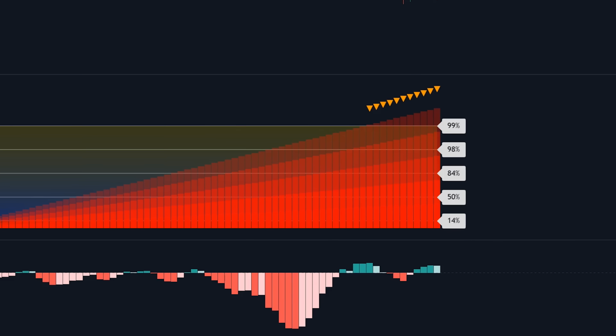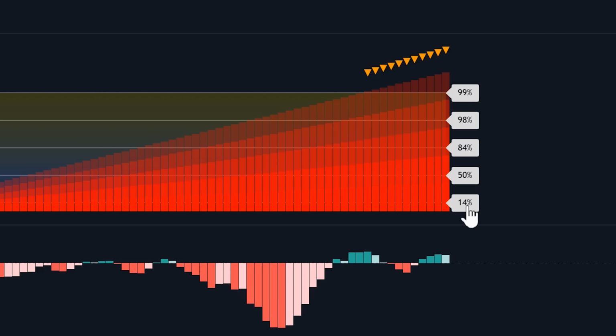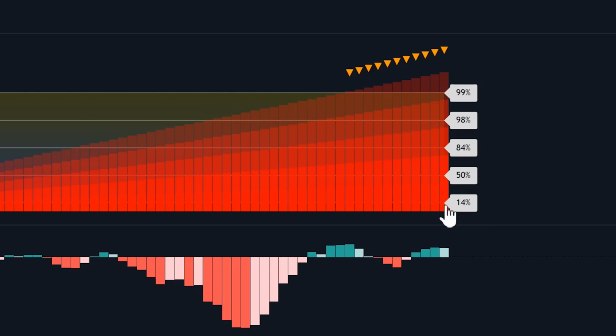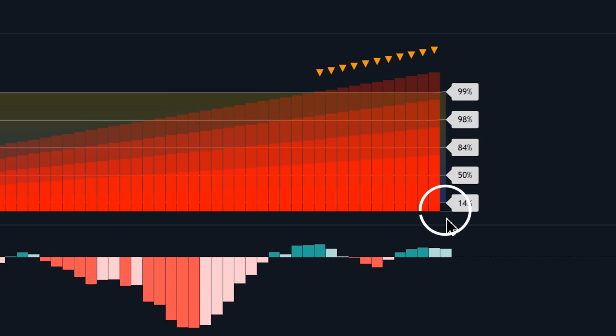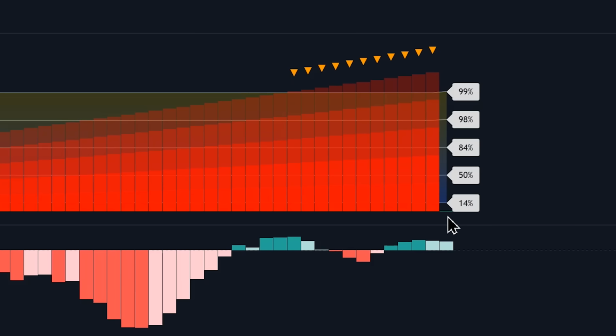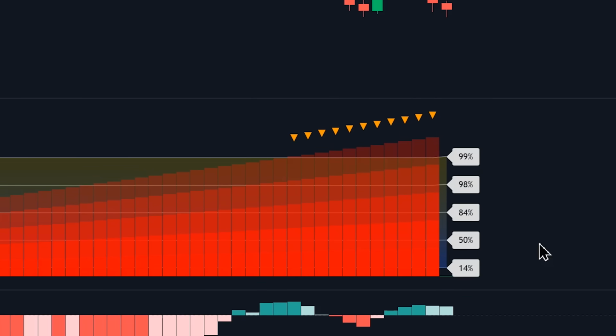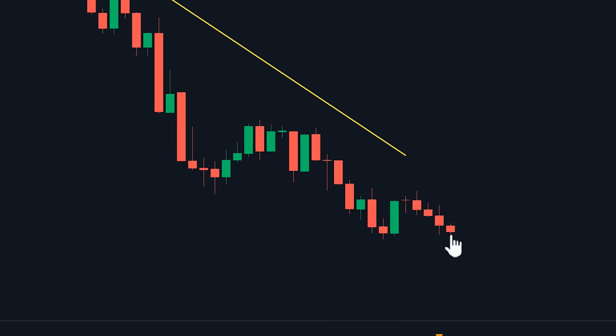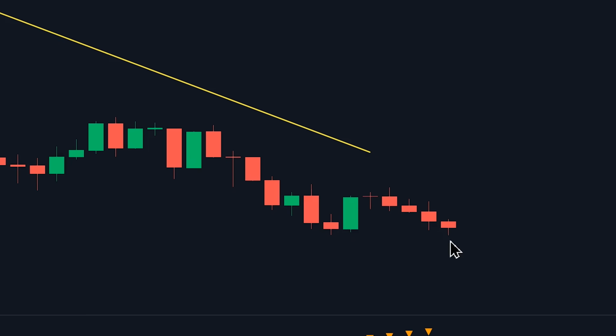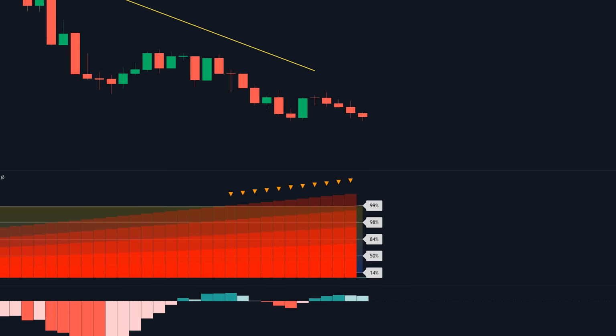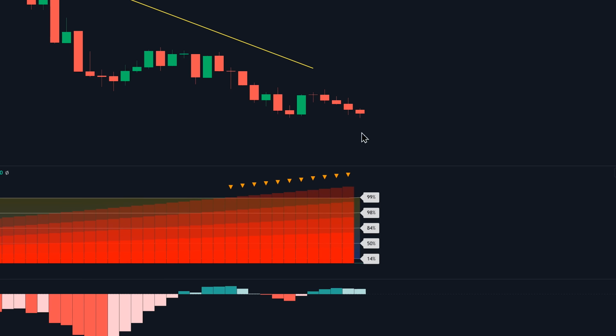Once we have that, we then wait for a green histogram bar to be printed on the trend reversal indicator. Here, as you can see, we have a tiny green histogram bar, which signals that it's time to start looking for long positions. Now, we don't just enter on a red candle. We need to wait for a green candle to be printed. So we're gonna need a green histogram down here and a green candle on the chart to increase the probability of the price going up.